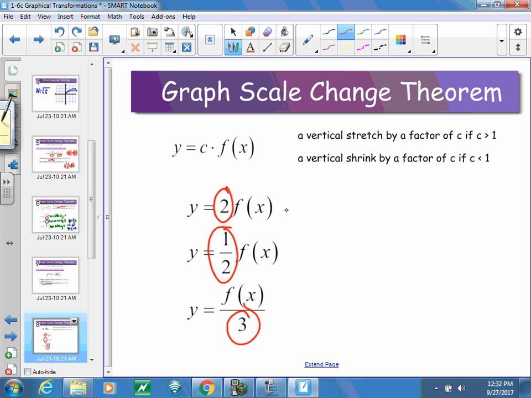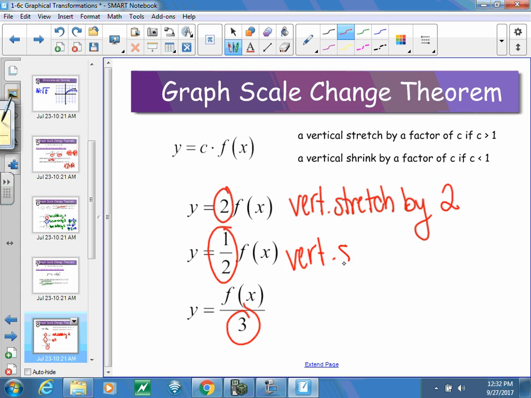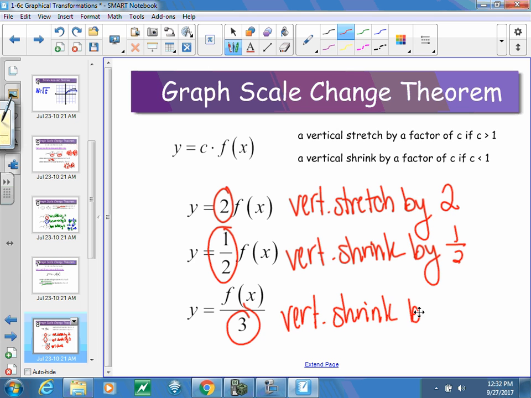2 times the function f of x, this is going to tell us that we're going to do a vertical stretch by a factor of 2. Here being 1/2, we would do a vertical shrink by a factor of 1/2. And then this last one, just be real careful, because we're not going to do a vertical stretch by 3. This one is also going to be a vertical shrink by 1/3.